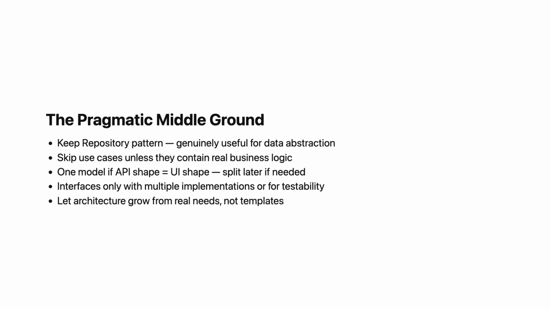Use interfaces for repositories only if you have multiple implementations or you need to swap them in tests. And please avoid mappers that just copy fields. If your API model and your main model are the same shape, just use one class. You can always split them later if they diverge.